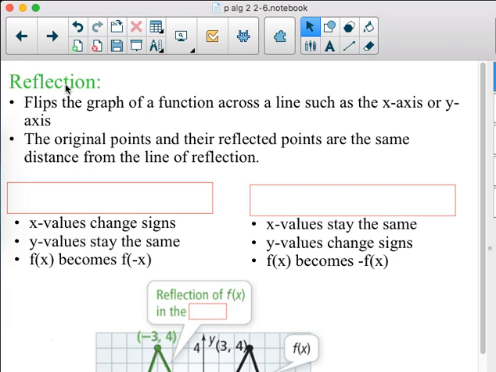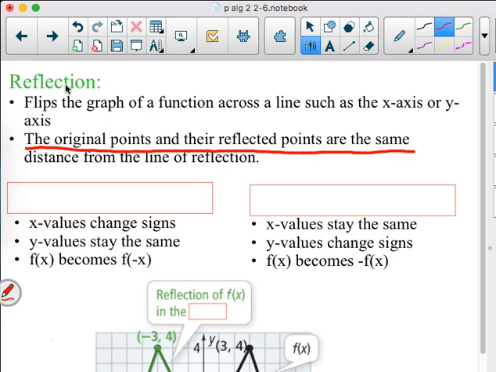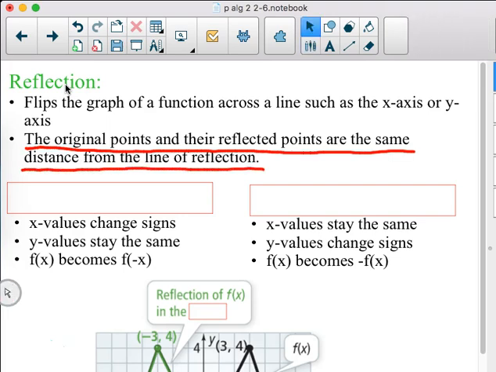So to start with, the reflection flips the graph of the function across a line such as the x-axis or the y-axis. And the second bullet here says the original points and their reflected points are the same distance from the line of reflection. Now that's a big deal. While I'm underlining this, it would be a good idea for today's lesson for you to have more than two colors of something. So, pencil, pen, maybe grab out of the bag some highlighters, colored pencils, whatever you need to do, because we want to color code this lesson so that we can see everything that's taking place.